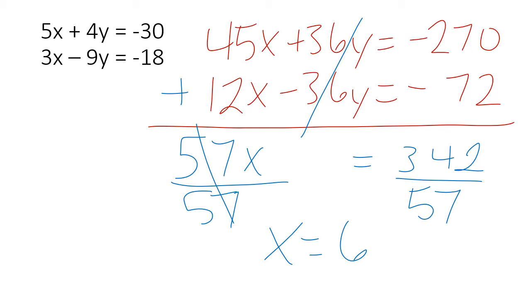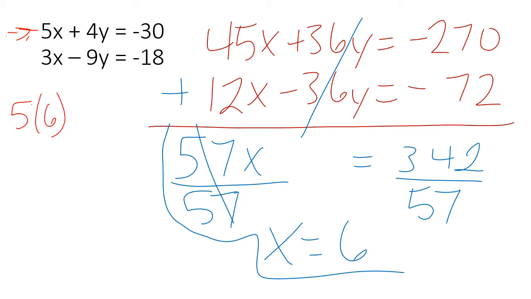And so I'm going to try and just see if I can solve for y on this slide. If x is 6, I just have to plug it back into one of the equations. I'm going to use the top one because it's positive and positive, but the bottom one will definitely work here too. So I have 5 times, instead of x, I'm going to put 6, plus 4y is equal to negative 30.